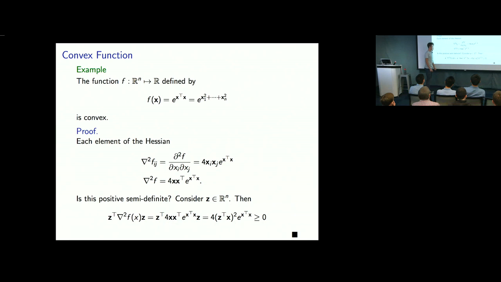And if you know the definition of positive semi-definite in terms of z transpose A z being positive or non-negative, that's equivalent to the eigenvalue definition that you may have seen. It's pretty easy to see that if you group the scalars out, this is 4 times a squared quantity times this non-negative exponent, so it's non-negative.